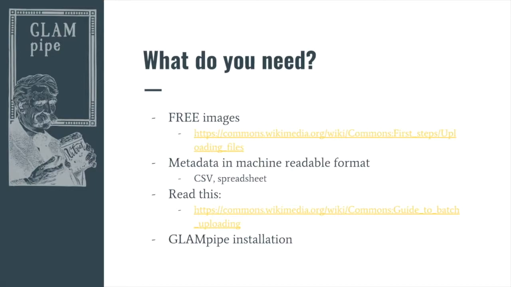What you need is images that are accessible. Then you need metadata in machine readable format, for example CSV or spreadsheet. And it is very important to read a guide to batch uploading before you make your upload. And then you need GLAMpipe.